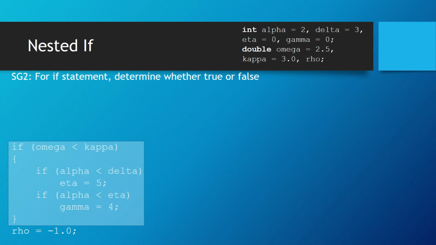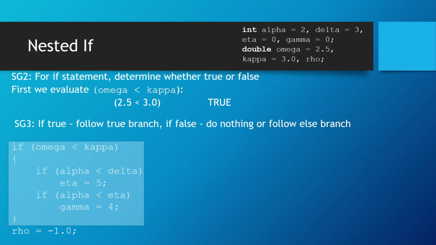For an if statement, we determine whether the value is true or false. First, we evaluate if omega is less than kappa. Omega is assigned the value 2.5. Kappa is assigned the value 3.0. 2.5 is less than 3.0, so the statement is true. Since the statement is true, we execute the if branch.